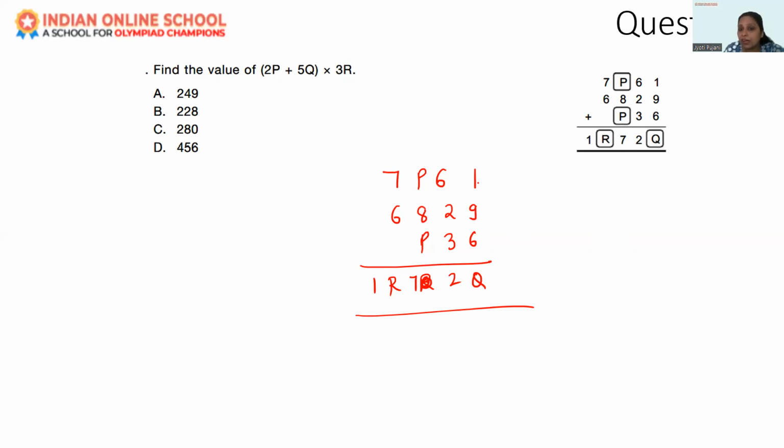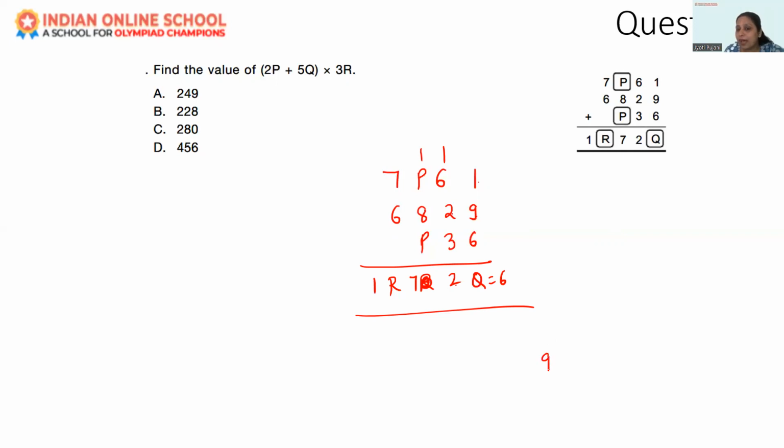We have 1 plus 9, 10, 10 plus 6 is 16. So Q will be 6. 1 will carry forward. 1, 6, 7, 7, 2, 9, 9, 3, 12, 2. 1 will carry forward. 1 plus 8 is 9.